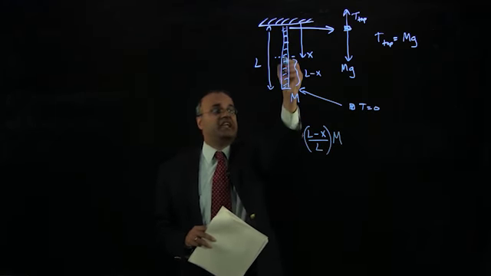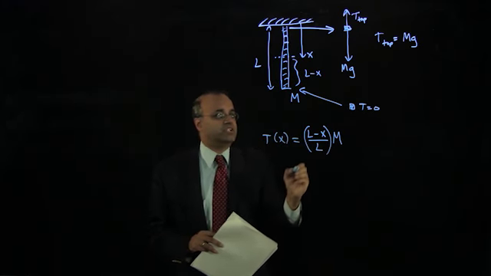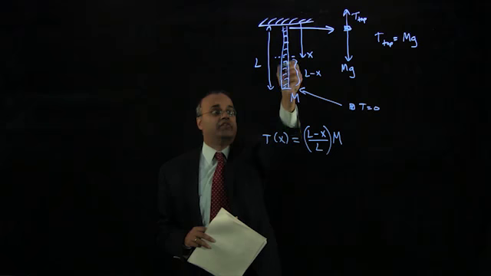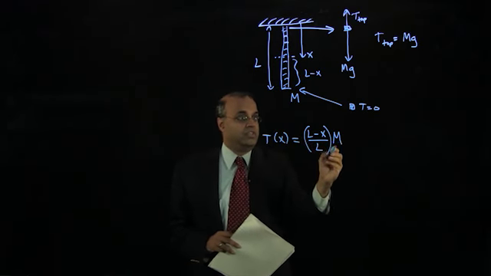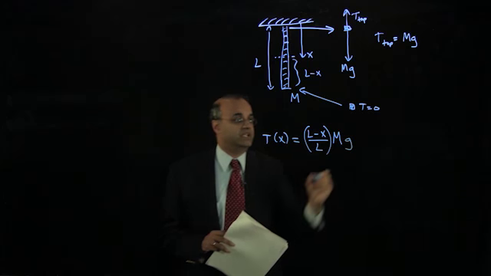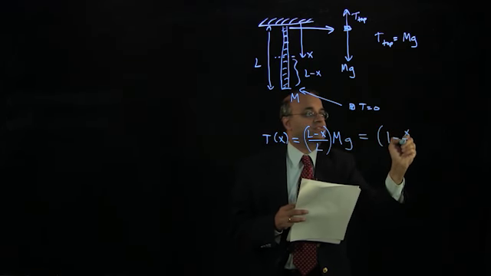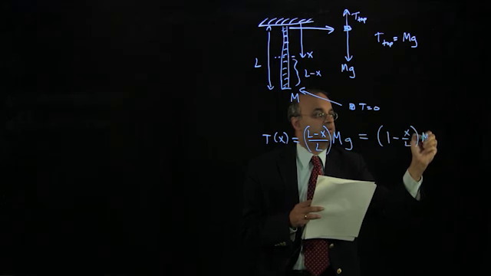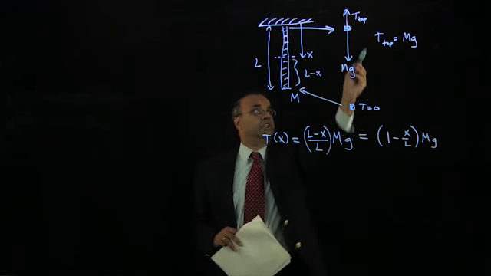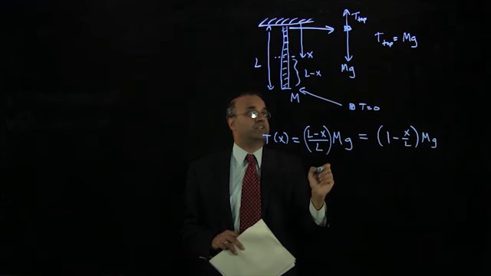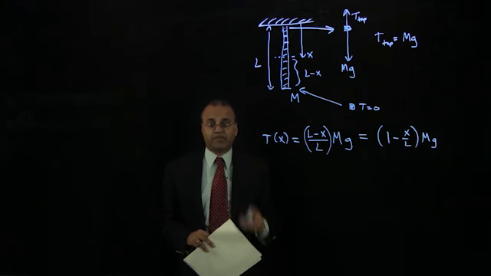And so the tension at this point, T at x, is equal to the weight of the length of rope below that point. So that's this mass times g. And I can rewrite that as (1 minus x over L) times mg. Okay? And this gives me mg if I put in x equals 0, and it gives me 0 if I put in x equals L. So that's one way of figuring this out.